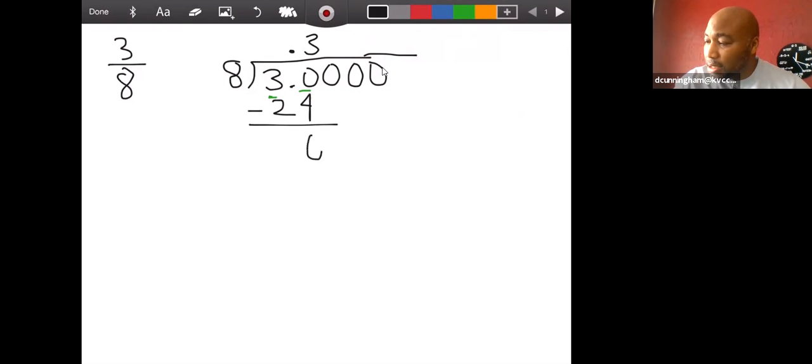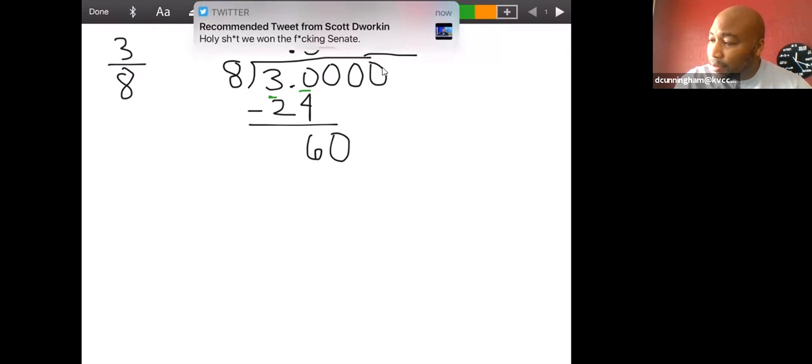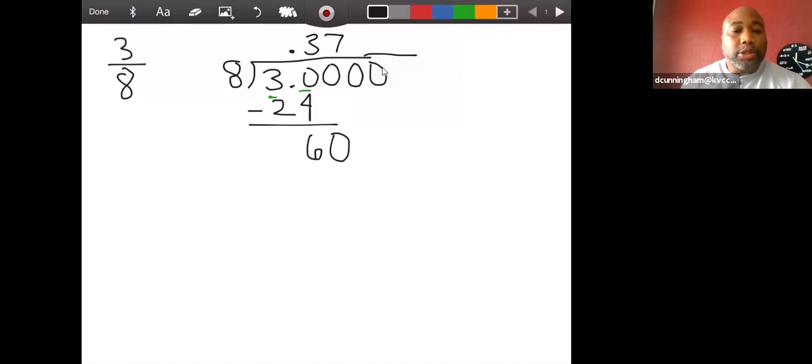This becomes 6. We bring down the 0. Now we look at 8 and 60. So what number can we use there? Without going over, it would be 7. So 7 times 8 is 56. Multiply, subtract. That's our pattern.